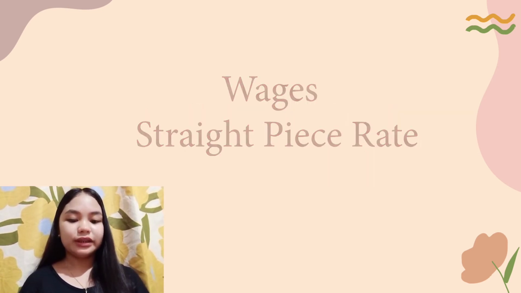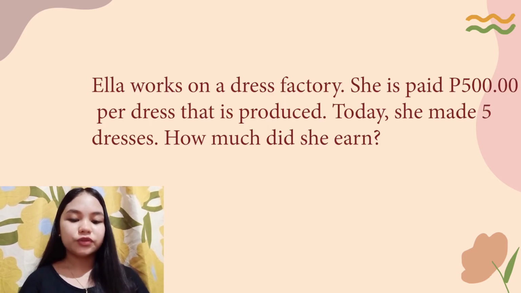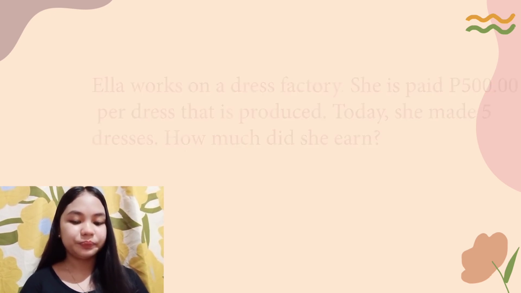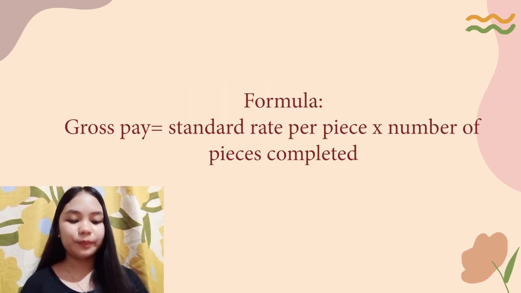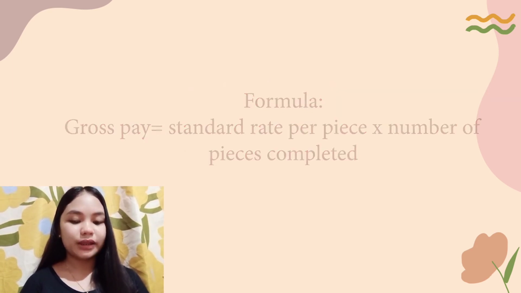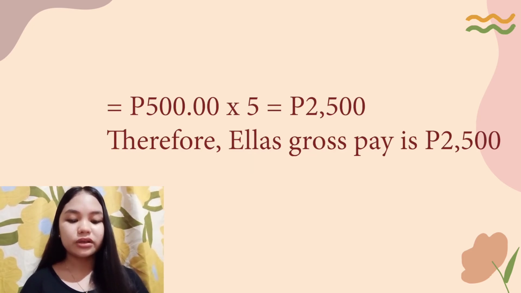Straight piece rate. Ella works in a dress factory. She is paid 500 pesos per dress that is produced. Today, she made 5 dresses. How much did she earn? The formula is gross pay equals standard rate per piece times number of pieces completed, equals 500 pesos times 5. Now we get 2,500 pesos. Therefore, Ella's gross pay is 2,500 pesos.